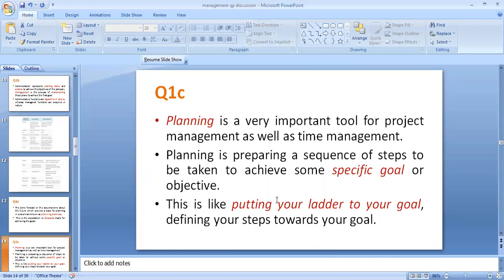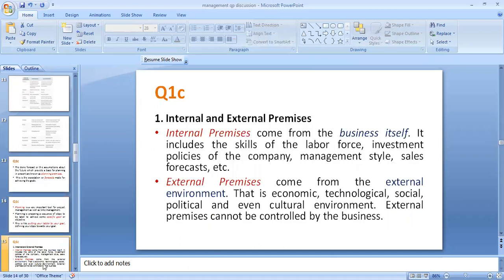Because to reach a particular goal, we need a ladder. Planning means preparing the ladder. For example, there are different tools like the Gantt chart. Using a Gantt chart, you can make a plan. Different software will be helpful for making the planning.